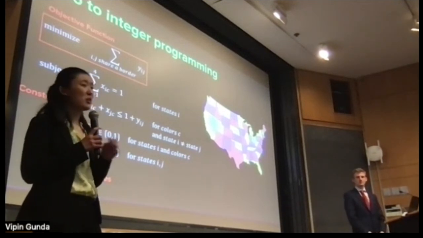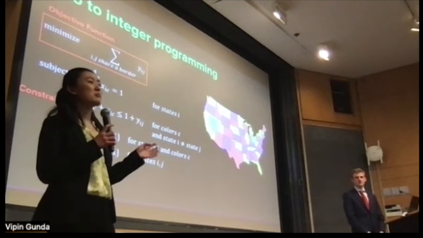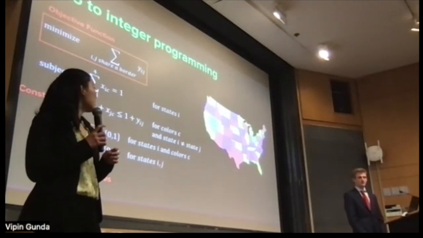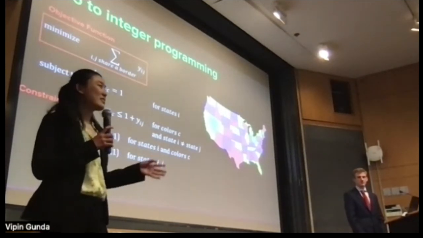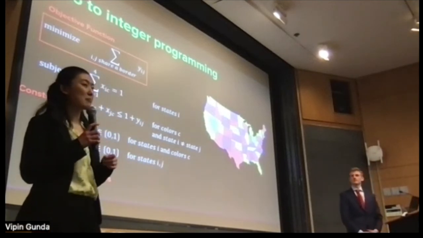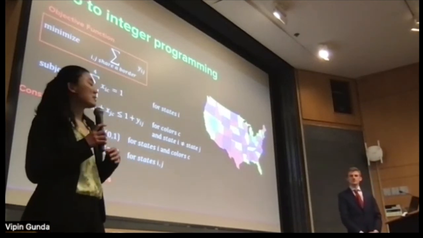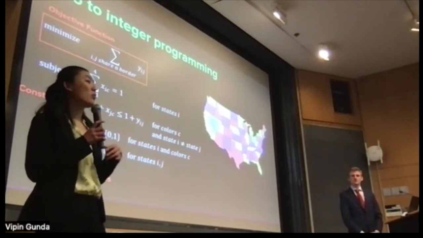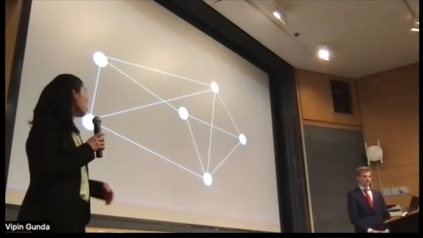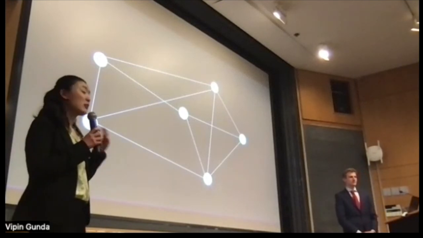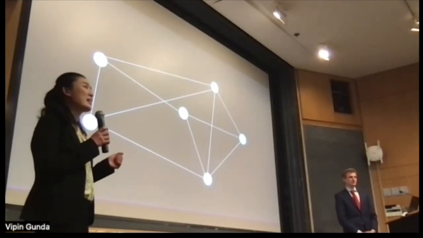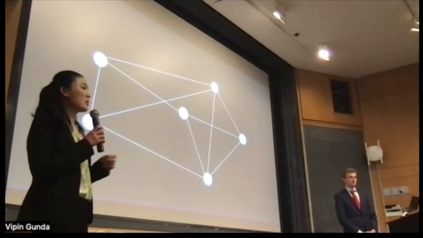And while it might not be obvious at first, this color problem is actually quite similar to final exam scheduling. Instead of grouping together states into different colors, we're grouping together exams that will take place at the same time. We could show these similarities more clearly by representing them as a graph. So a graph is a part of the language we use in operations research. It consists of nodes, which are the circles, and edges, which are the lines connecting the nodes.